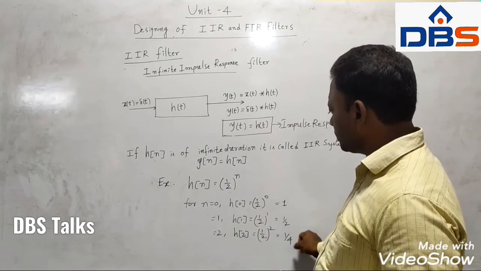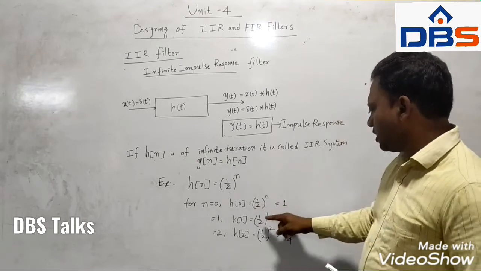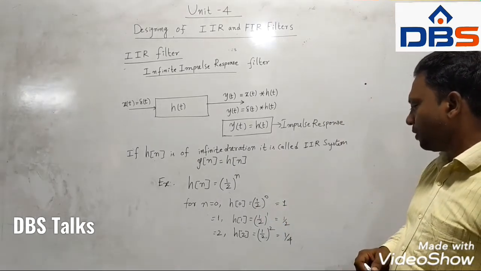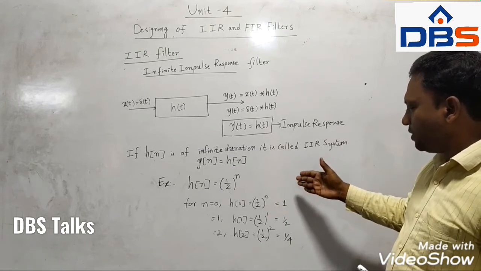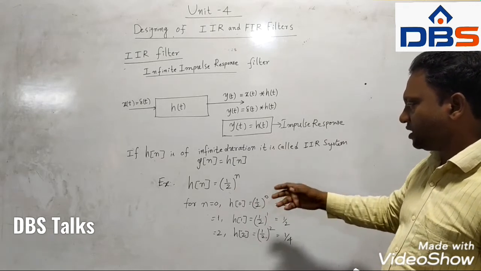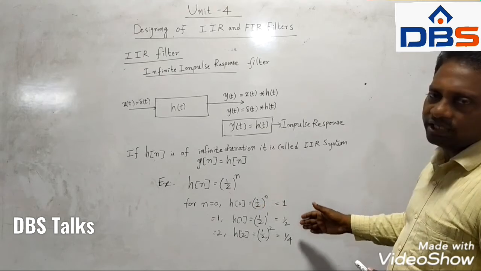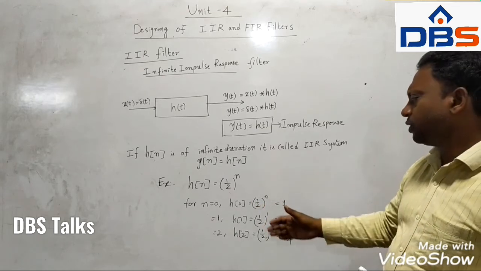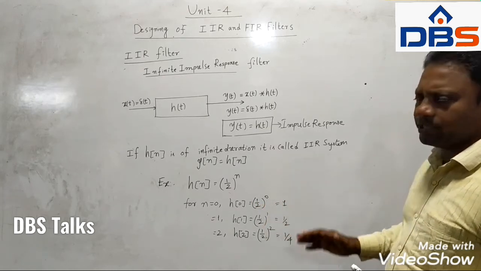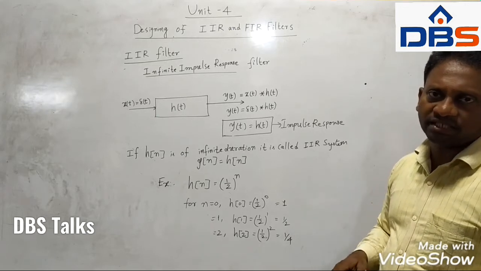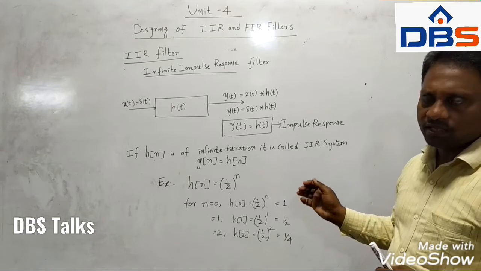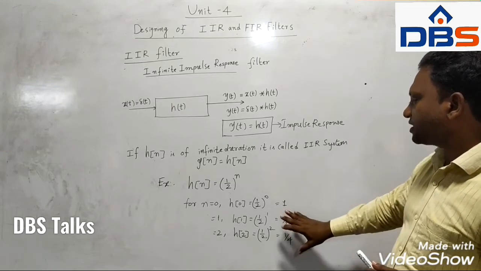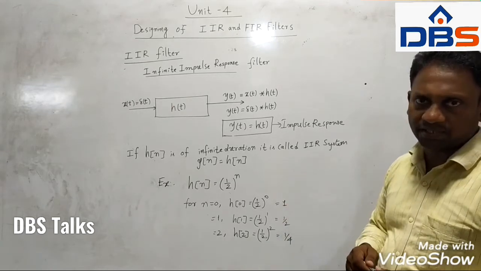But you can observe this: h0 is 1, h1 is 1 by 2, h2 is 1 by 4, h3 is 1 by 8. Like that, what is happening? The amplitude of the impulse response is gradually decreasing, and finally when n is equal to infinity, it becomes 0. Which means the impulse response is existing from 0 to infinity. Okay, 0 to infinity. So that is called infinite impulse response.